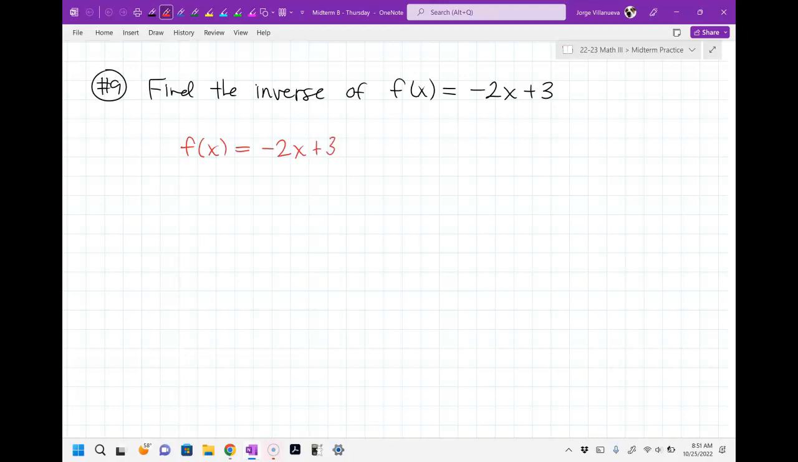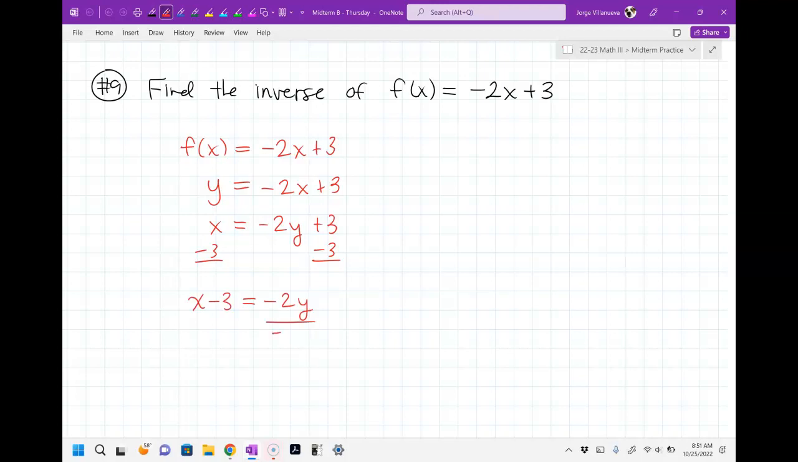And then step 2, you were saying change it to y, good, -2x plus 3. What's step 3? Switch the letters, right? X equals -2y plus 3. Step 4, solve for y. This is the longer step, right? So let's solve for y. So we're going to subtract 3. I get x minus 3 is equal to -2y.